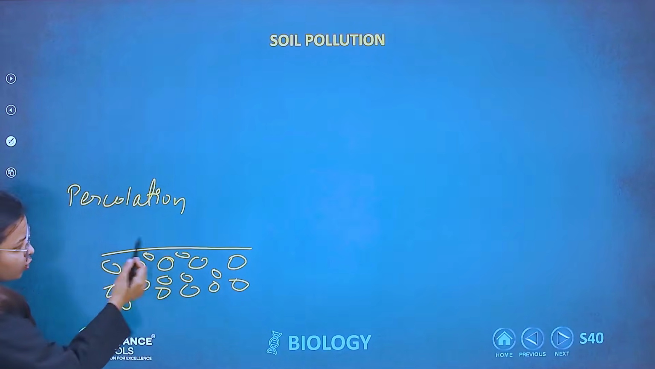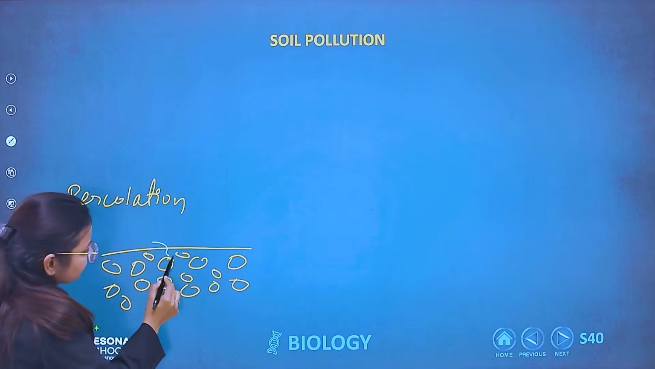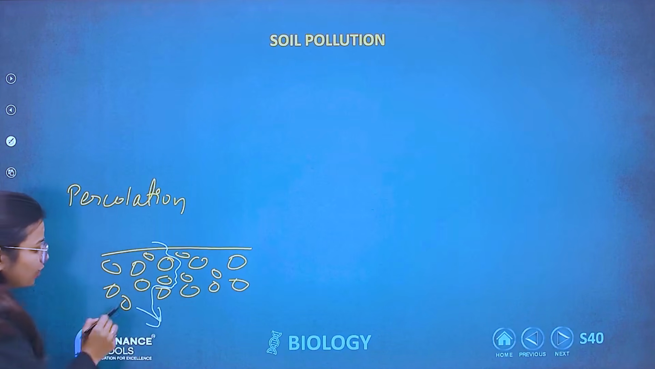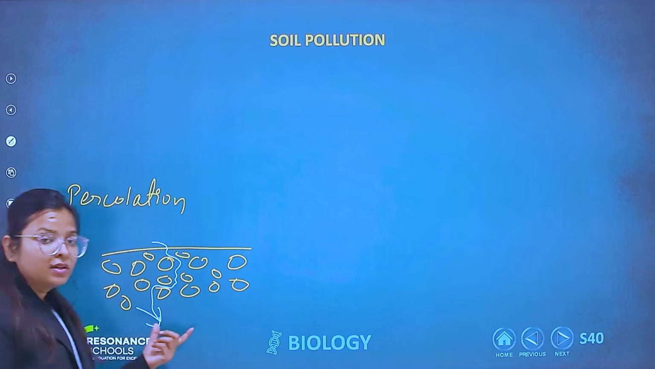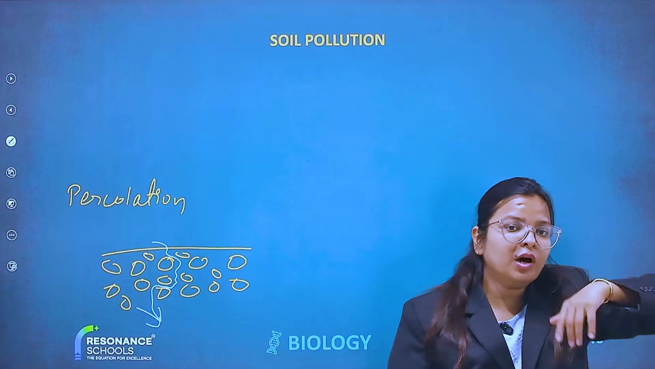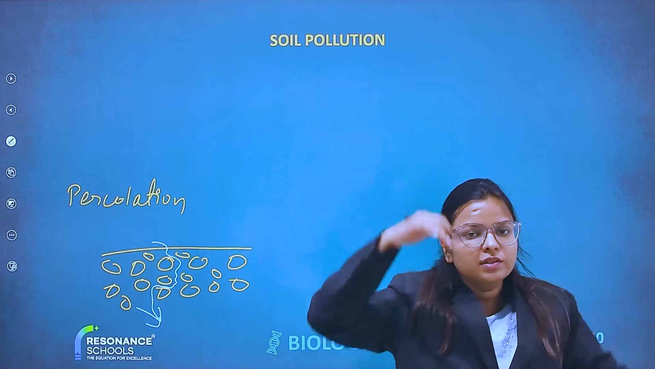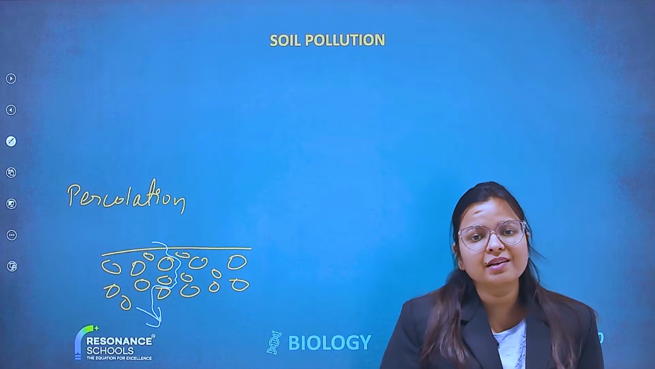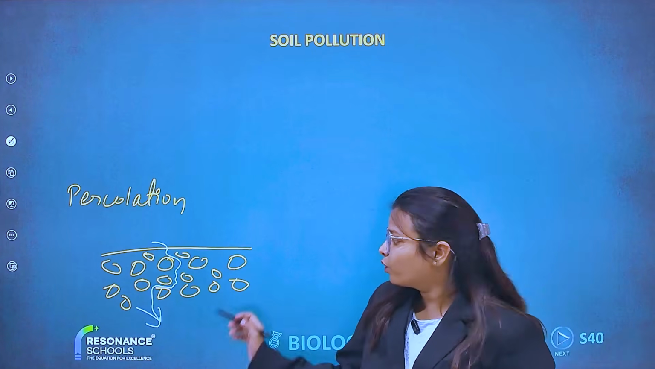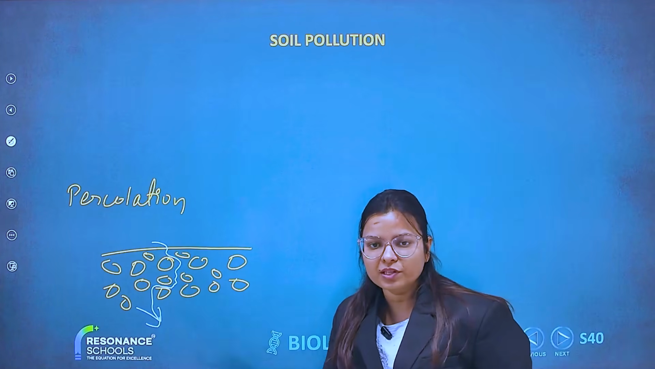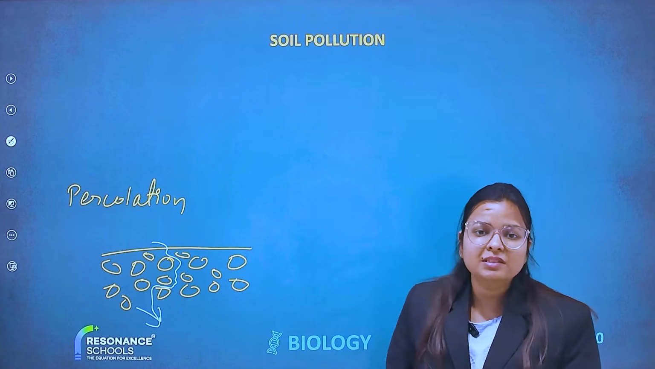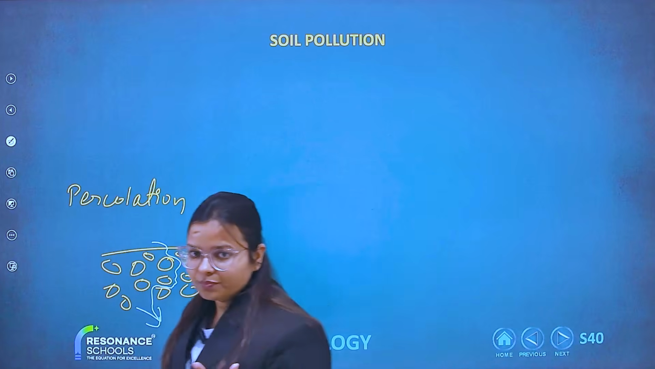When water can go through these layers, through these particles, water can move. This is called percolation. Now you can ask, ma'am, what is leaching? When water goes more deeper, it is leaching. For local areas we call it percolation. And if, because of rainfall, it goes into deeper and deeper layers, it is leaching.